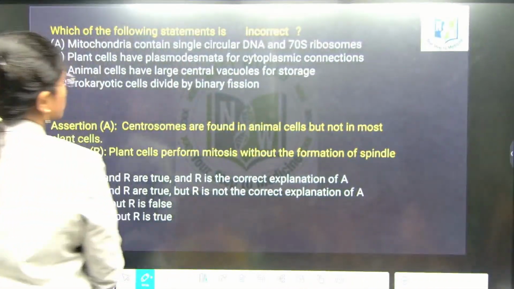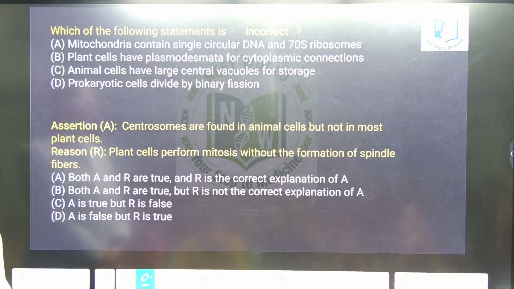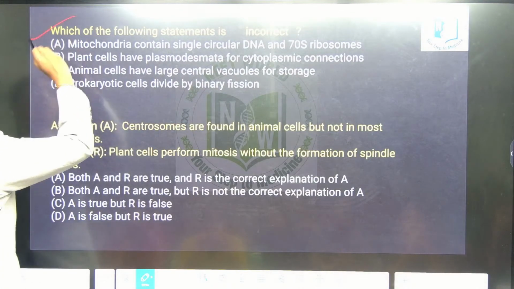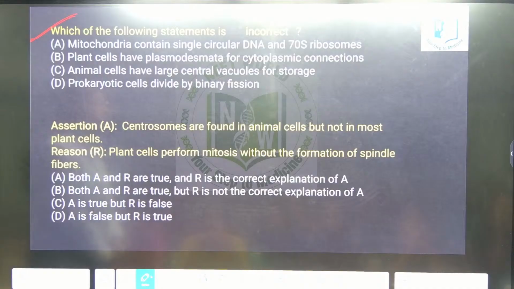Mitochondria contains single circular DNA and 70S ribosomes. It has single circular DNA and 70S ribosomes. You have to tell me, I cannot help you. Listen to the statement properly, look at it properly.